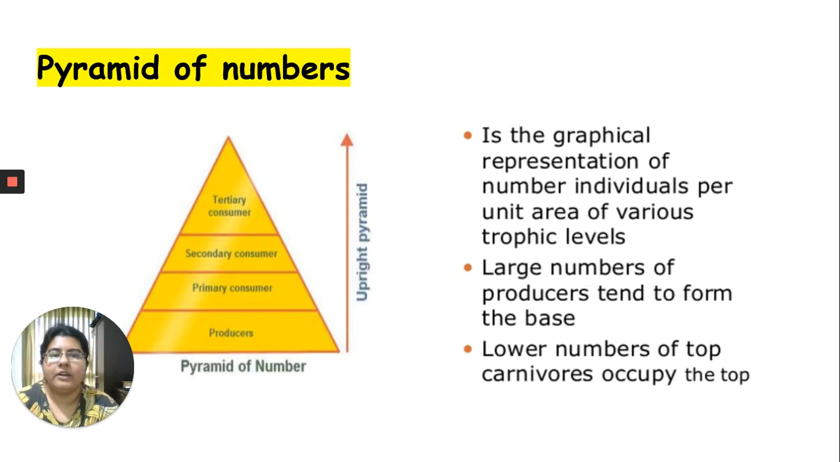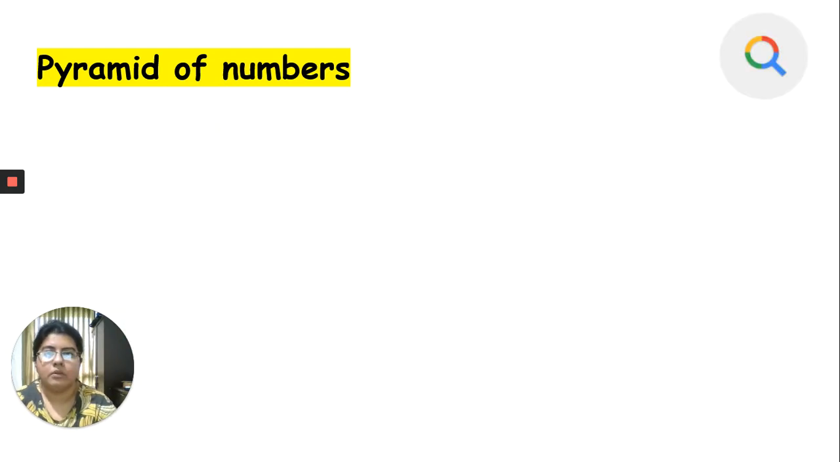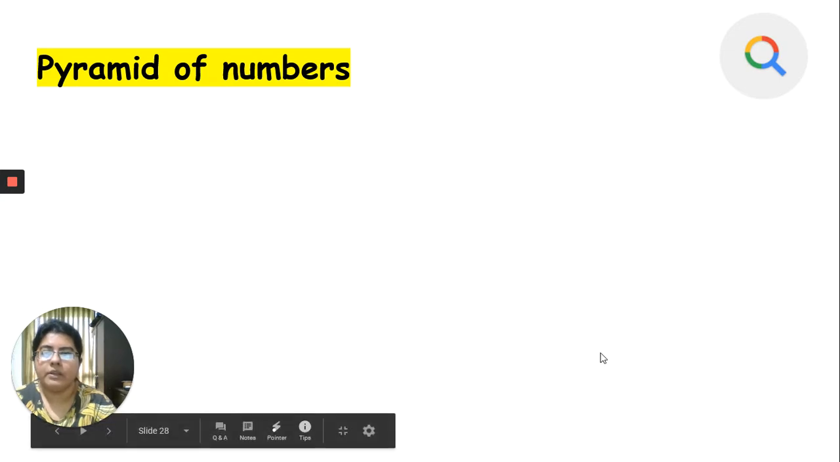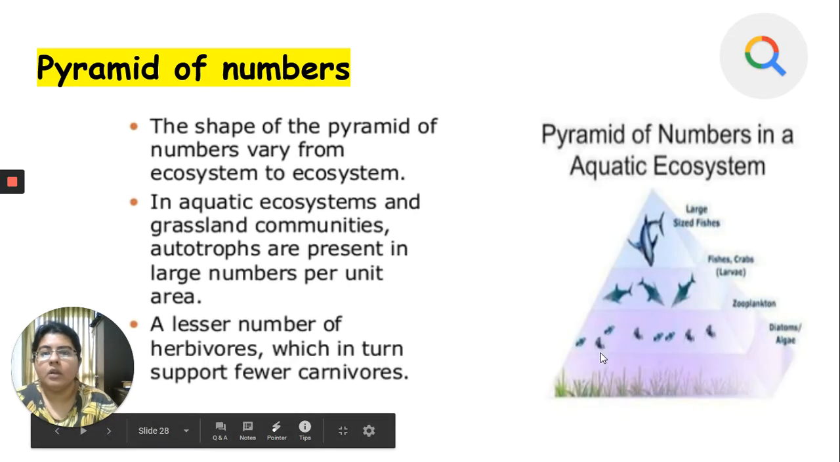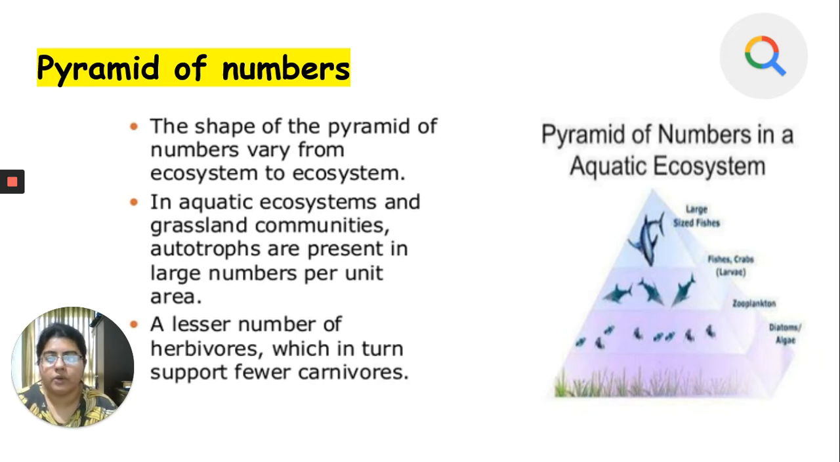This is a graphical representation of the number of individuals per unit area in each trophic level. Large numbers of producers tend to form the base, and a lower number of top carnivores occupy the top. Something more about pyramid of number is that the shape of the pyramid of number will change from ecosystem to ecosystem.